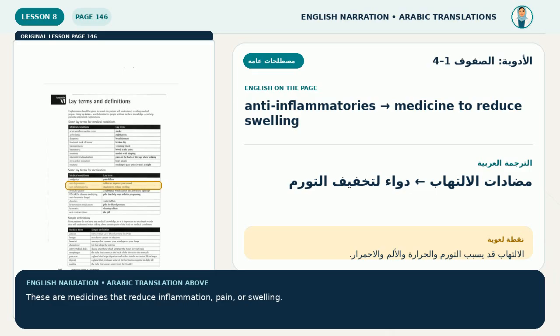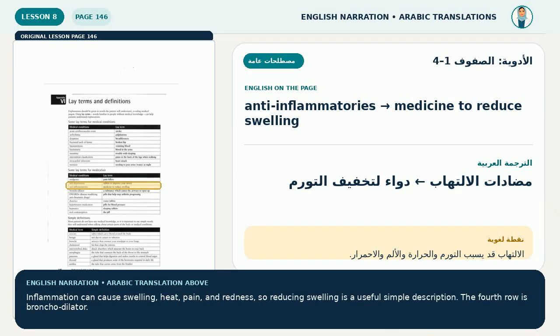These are medicines that reduce inflammation, pain, or swelling. The lay explanation is medicine to reduce swelling. Inflammation can cause swelling, heat, pain, and redness, so reducing swelling is a useful, simple description.